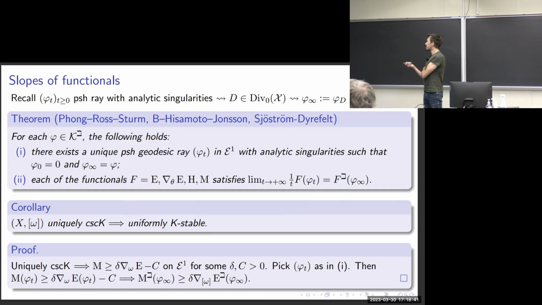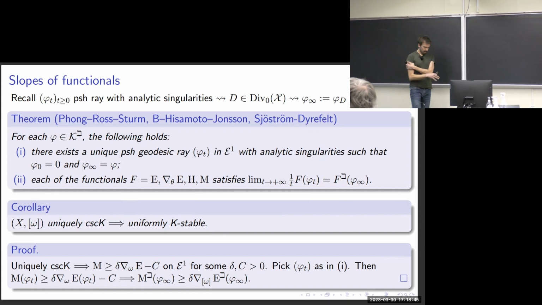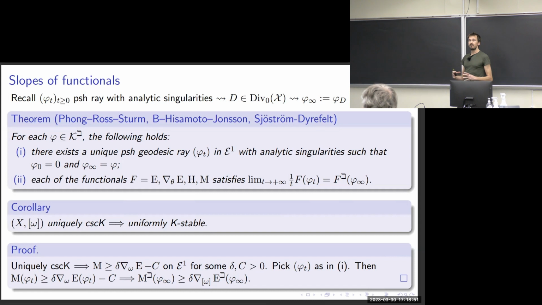So you see what this is telling you is that uniform K-stability is exactly the coercivity of the Mabuchi functional on the set of rays that have analytic singularities. It's the algebraic geometric rays. And you would like to propagate that to all rays.